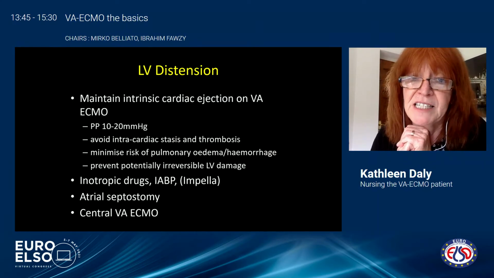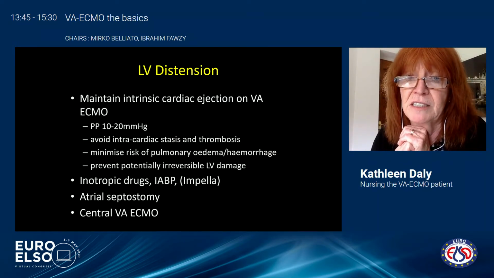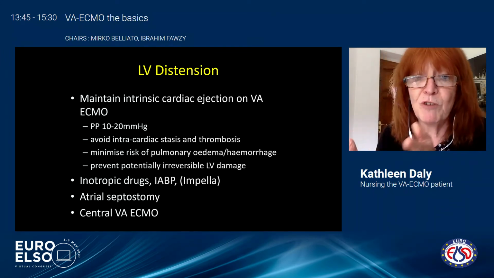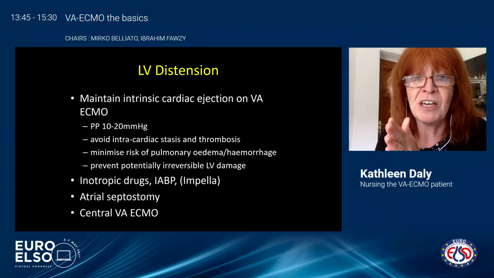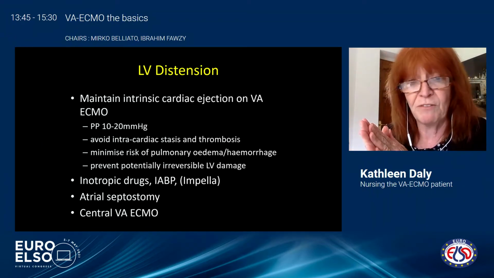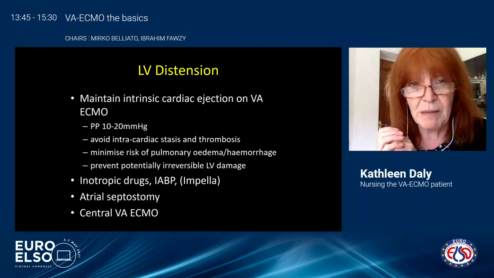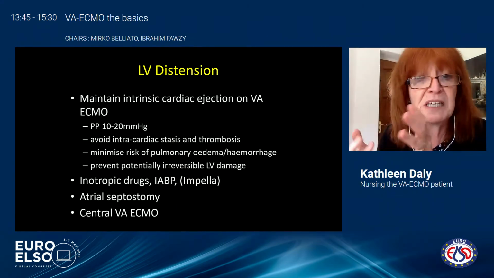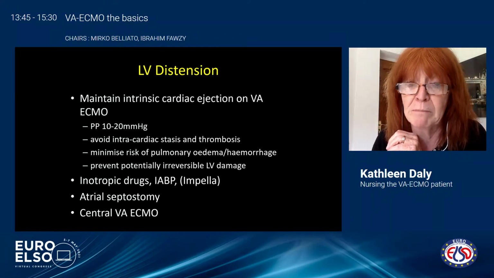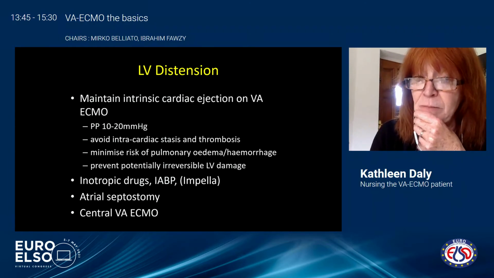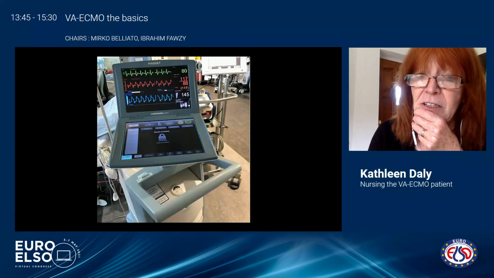We've got to maintain some kind of an intrinsic cardiac ejection to avoid intracardiac stasis and thrombosis. As we've heard, then we risk pulmonary edema, pulmonary hemorrhage, and potentially irreversible left ventricular damage. We can consider inotropic drugs, levosimendan, milrinone, dobutamine, GTN, or the balloon pump, as we've heard, or the impeller. Worst case scenario, atrial septostomy, and occasionally maybe conversion to central VA ECMO.